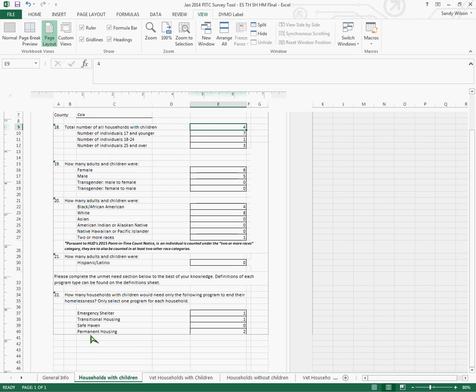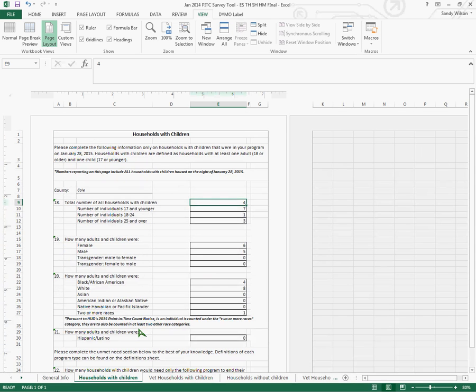Now, please remember the definitions again of these project types are on your definition page, and so please refer to that when trying to make this determination as to what type of project your households were going to need to be able to end their homelessness and have them in permanent housing. Okay, so that was the data that we collected on our total number of households with children.